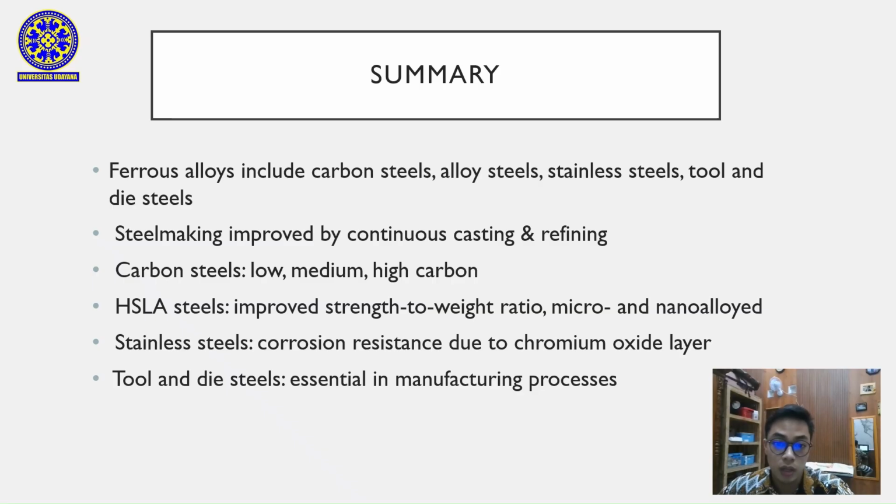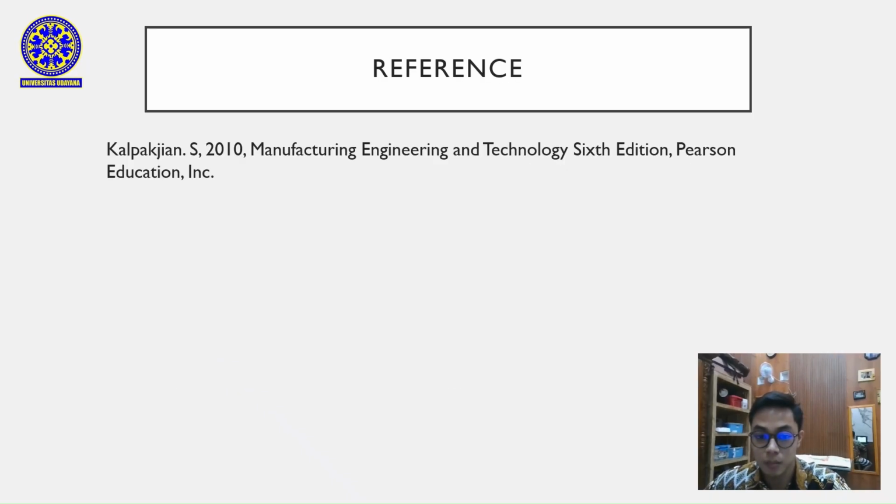To summarize, ferrous metals and alloys remain the backbone of modern industry. Carbon alloy, stainless steel, and tool steels each serve specific purposes. Continuous casting and refining have improved steel quality and reduced costs. HSLA and ultra-high strength steels improve strength-to-weight ratio for cars and structures. Stainless steels provide corrosion resistance, while tool steels make manufacturing possible. Together, these materials continue to support innovation in engineering and technology.